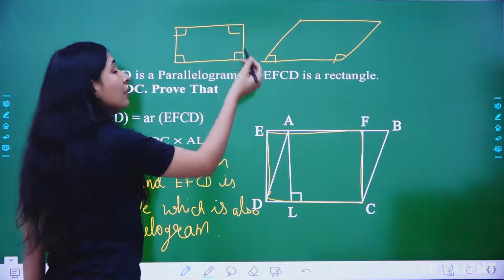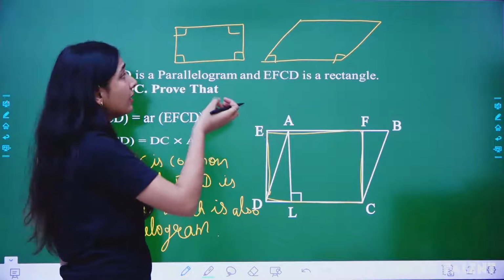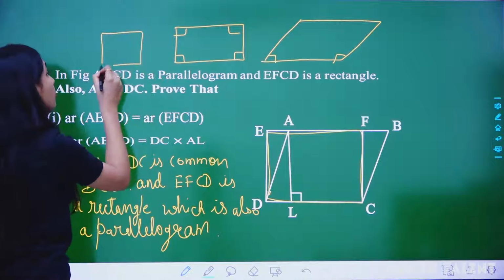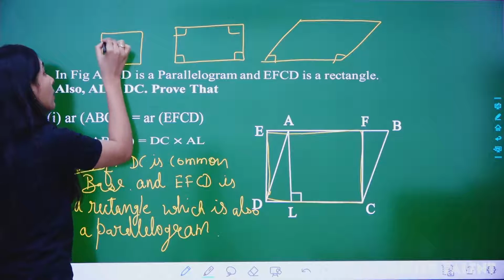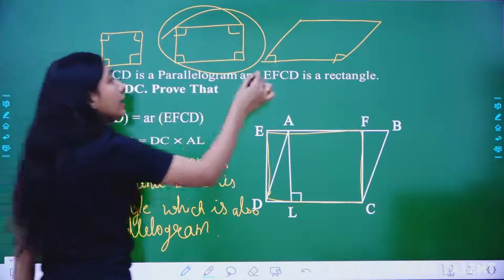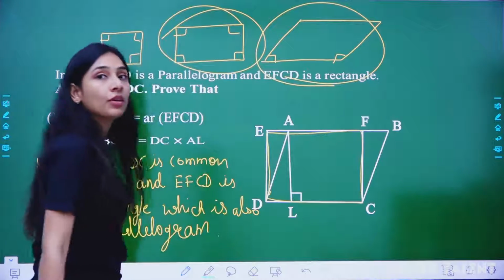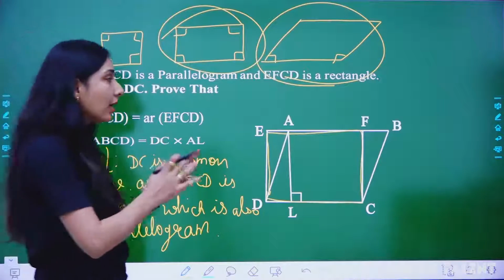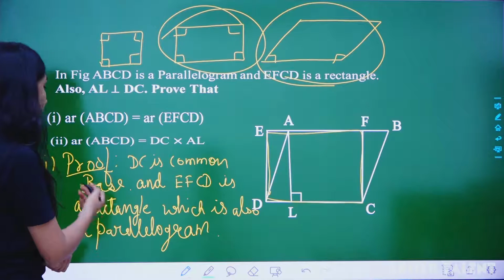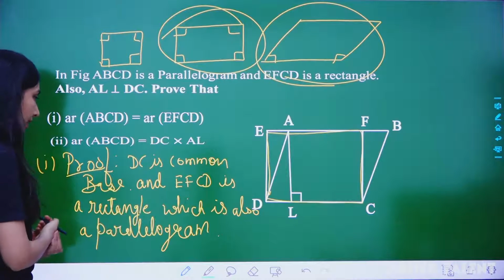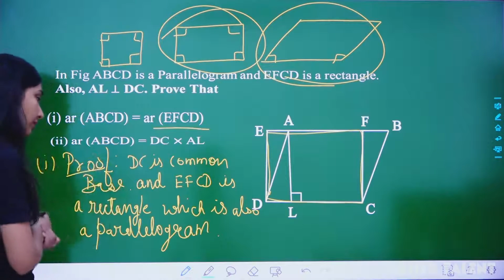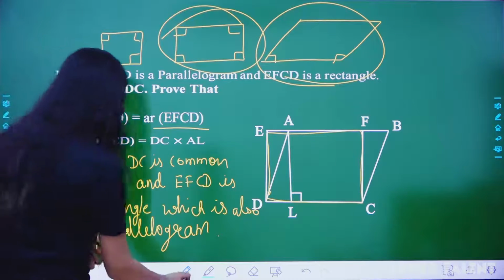Okay, and then if I put a condition that all the sides are equal, that is going to be a square. So this is the case of a rectangle. Basically, a rectangle is also a parallelogram, so the theorems of parallelograms are going to fit in here. First, DC is a common base and EFCD is a rectangle, which is also a parallelogram.